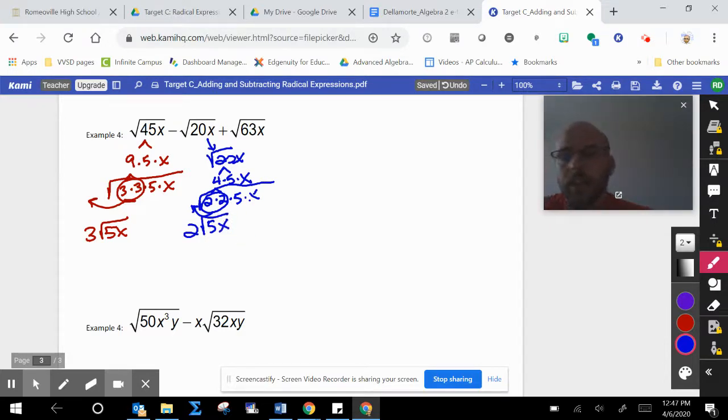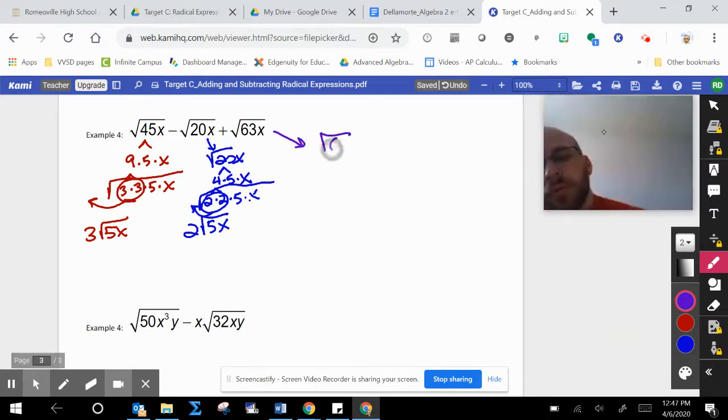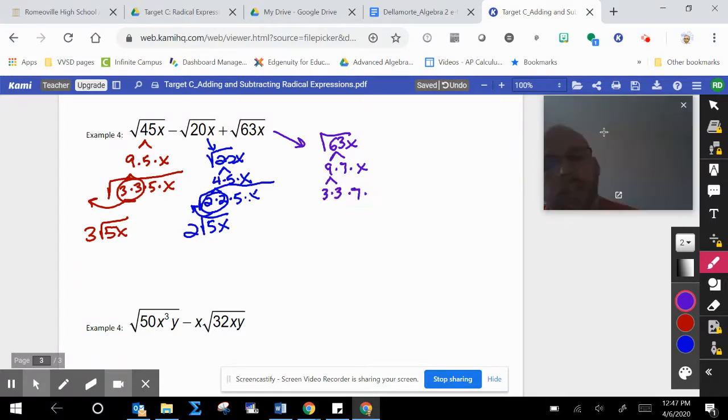Okay, and then last but not least, if I take this one, square root of 63x, I'm going to break this down to 9 times 7 times x, or 3 times 3 times 7 times x, and I can take a 3 out. Okay, so I have 3 radicals here.